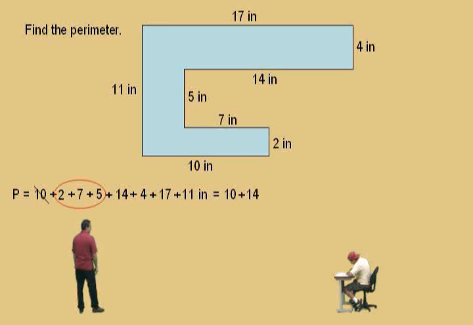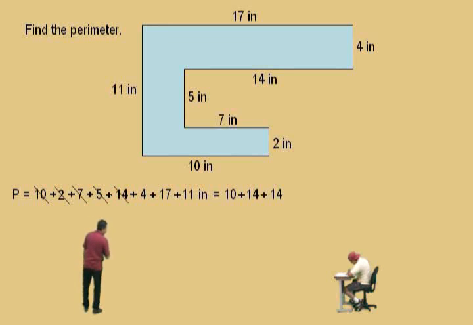What do you get? 14? Okay, 14, because 2 plus 7 is 9, plus 5 is 14. However you think about that. Okay, we'll cross those off. And we'll put this 14 over there. Okay? And how much is 4 and 17? We'll try that one. How much is that? 21. Okay, we'll put those down. And don't forget, we still have an 11. Our units are inches.